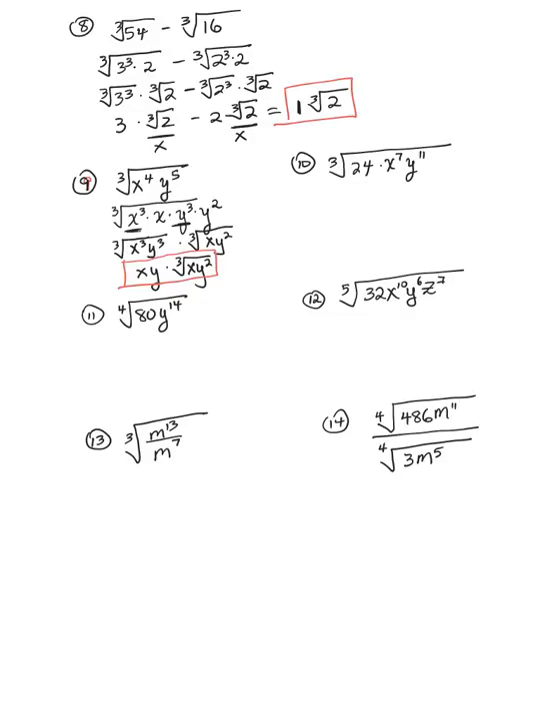Okay, so let's take a look at the next one. The next one can be written as the cubed root of, well, 24 is 8, which is 2 cubed, times 3. And again, we take out x to the 6th times y to the 9th times x times y squared. Now notice that we picked multiples of 3, the highest multiple of 3 that we could find in the exponent.